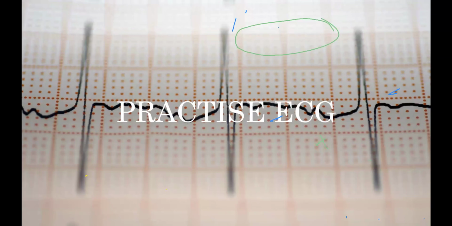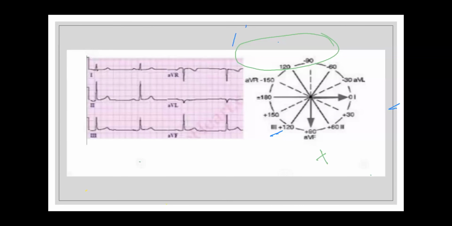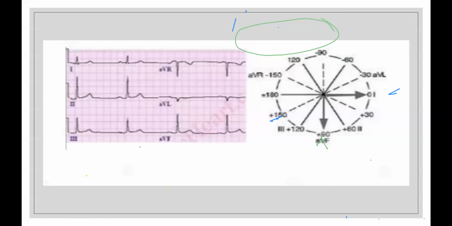Now we go for the practice ECGs. Okay, so this is the ECG. And who is going to tell me about this? Quickly, anyone can come up with the answer. Normal axis. Normal. Very good. Both are thumbs up, lead 1 and lead AVF. Very good. So it is normal.